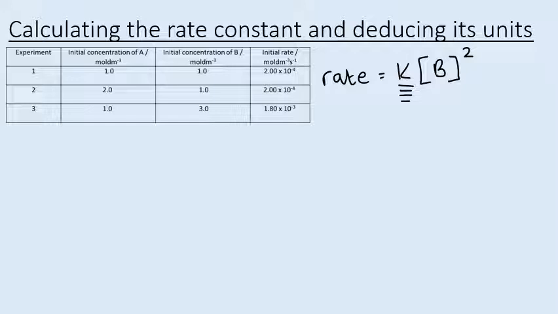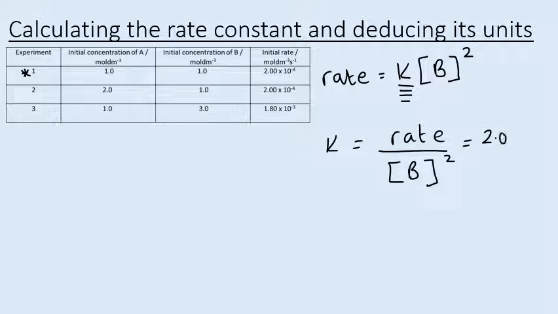Now, we can rearrange this to get k is equal to the rate divided by concentration of B squared. So I'm just rearranging this equation. And then what I do is I can select any experiment. It doesn't matter whether it's 1, 2 or 3. I'm just going to pick experiment 1 because it's up the top. So rate constant is equal to the rate, which in this case, experiment 1 is 2.00 times 10 to the minus 4 divided by the concentration of B squared, which is 1 squared. So my rate constant here is 2.00 times 10 to the minus 4.